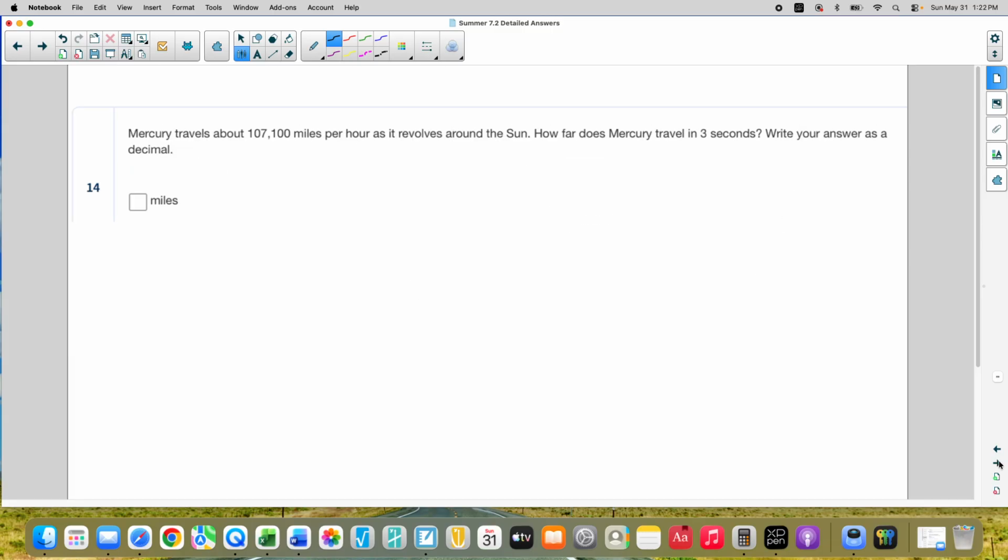Mercury travels about 107,100 miles per hour as it revolves around the sun. How far does Mercury travel in 3 seconds? Write your answer as a decimal, so miles per hour, but we're in seconds, so we have to convert the miles per 1 hour. It's a unit rate, and we have to convert it to minutes and then seconds. So I got to get out of hours.